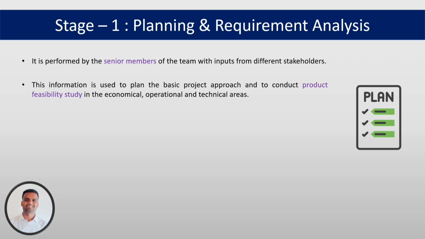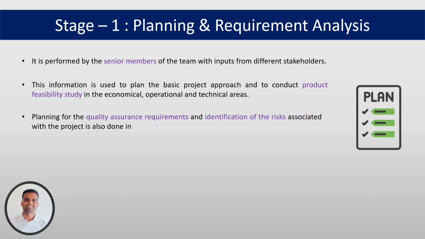functionalities. Planning for the quality assurance requirements and identification of the risks associated with the project is also done in the first stage. Quality assurance planning involves defining testing protocols for critical functionalities, including patient data accuracy, prescription management, and integration with medical devices. Risks which are associated with the project include data security concerns, potential disruption to patient care during system implementation, or issues related to staff training.